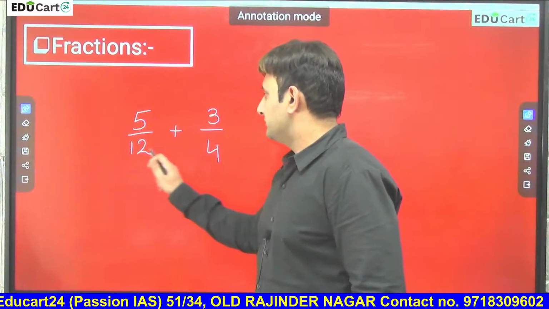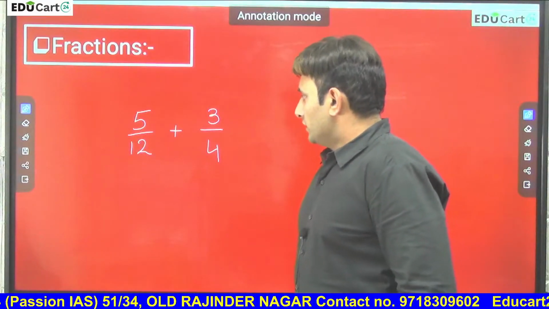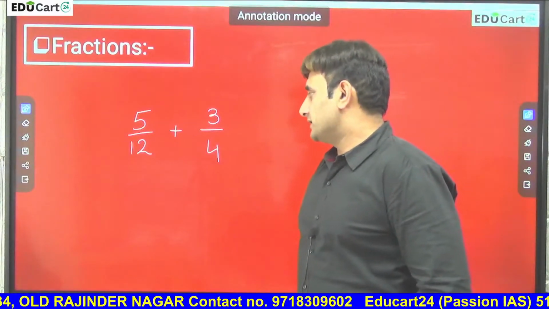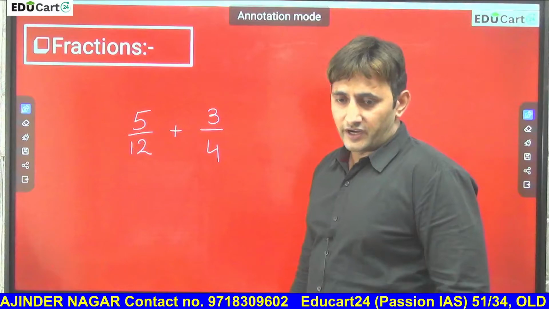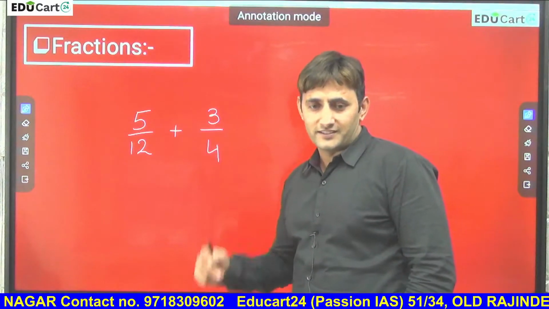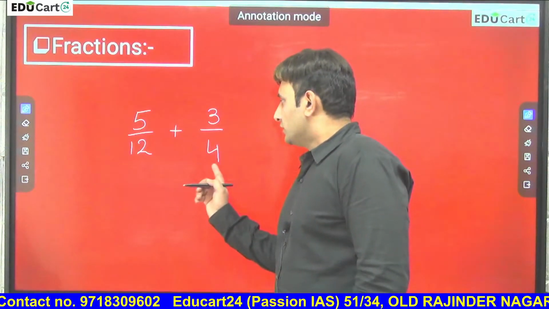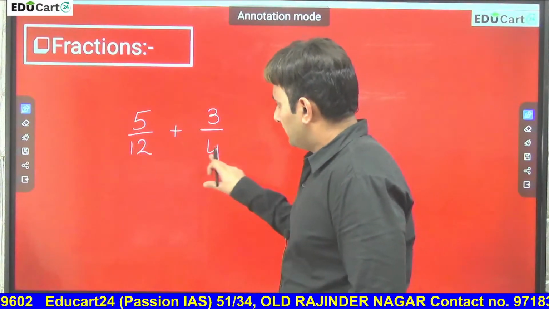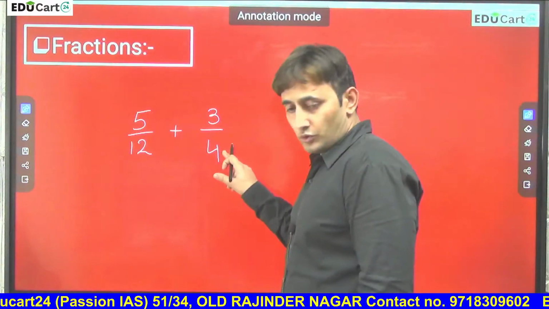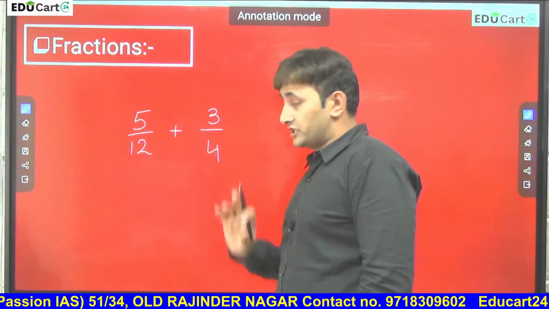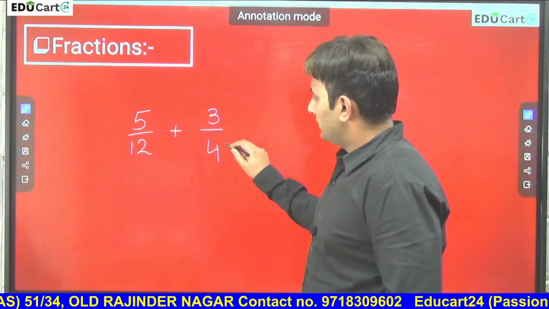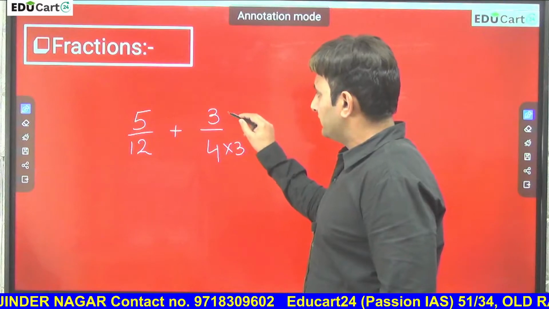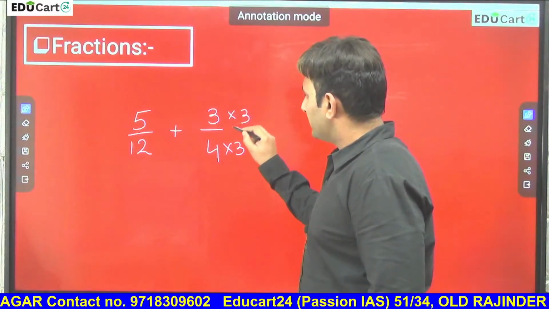So take the LCM of both. 12 and 4, what is the LCM of these numbers? Now there may be some problem with the student in how to find the LCM. We will hold a separate class on that. So make these parts equal. How can I make these equal? This is 12. So can I make this 12? Make this 12 as well. So their denominators should be equal. How can I make this 12? I can multiply this by 3. If I am multiplying the denominator, then I have to multiply the numerator as well.